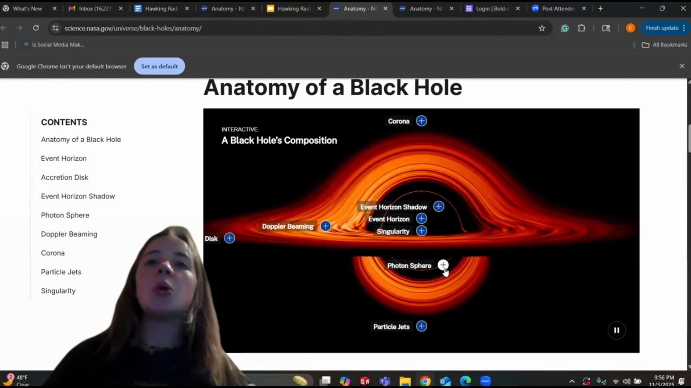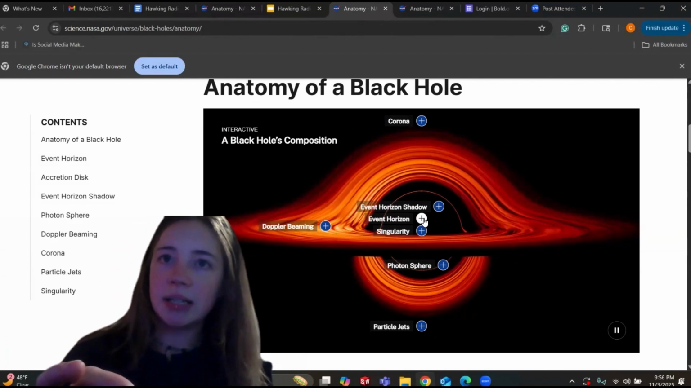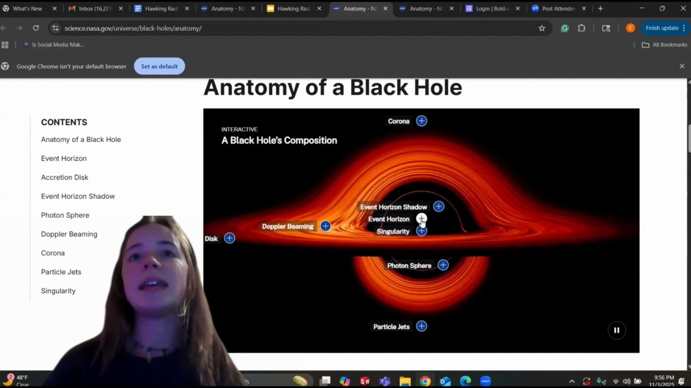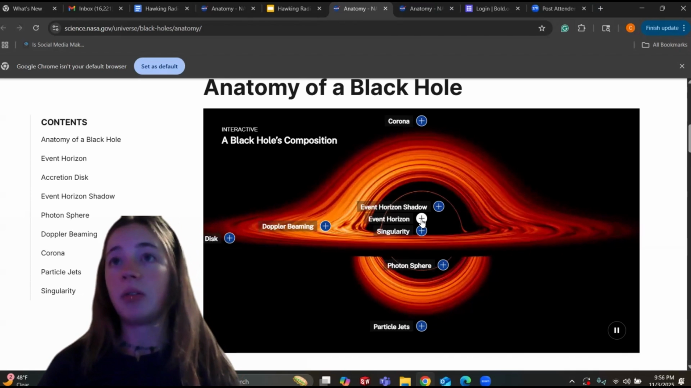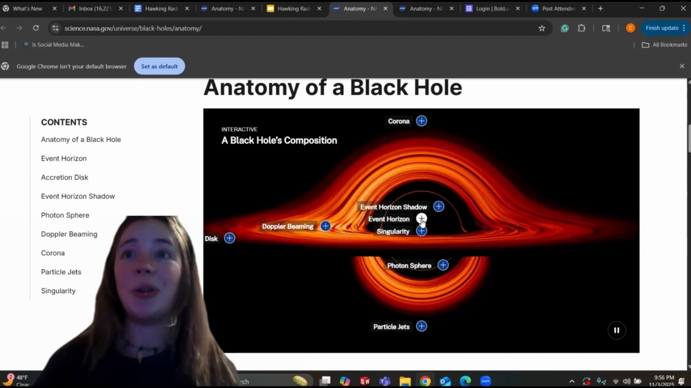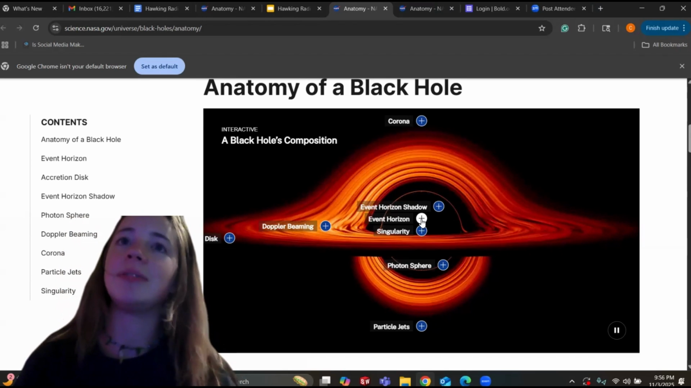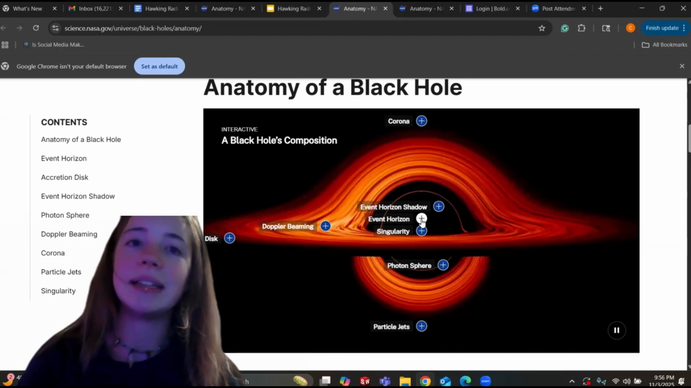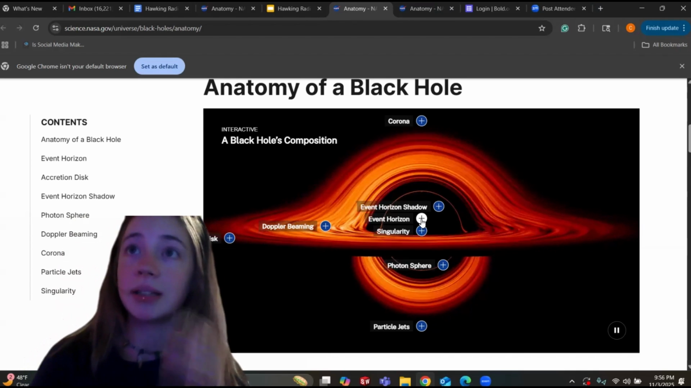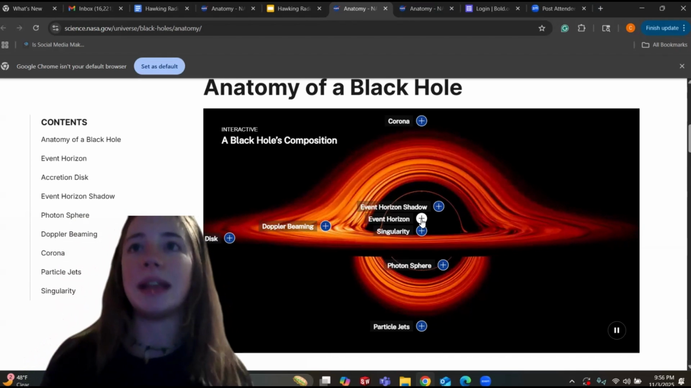So, looking here, we can see that the event horizon is right there, and that is the surface of a black hole. It's kind of the end all be all of one. Once you cross this point, you have to move faster than the speed of light in order to escape. And that's why black holes are black, because nothing can escape them once it has entered.